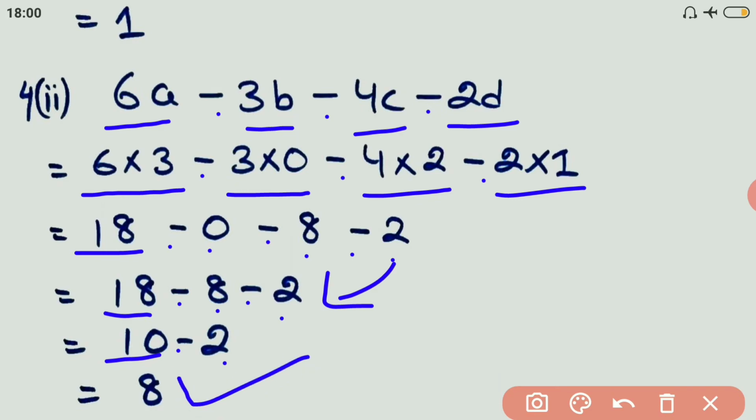You can do these sums in various ways. I have done it in one of the simplest ways, right? So this is how we are supposed to do number 4.2. Let us try to solve the next sum.